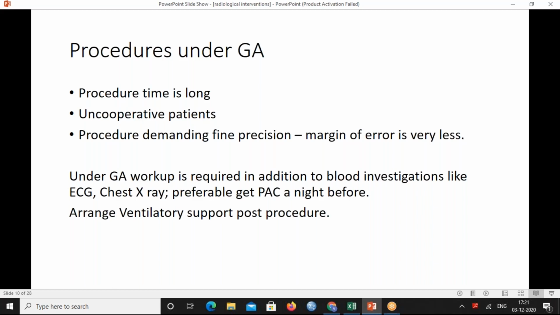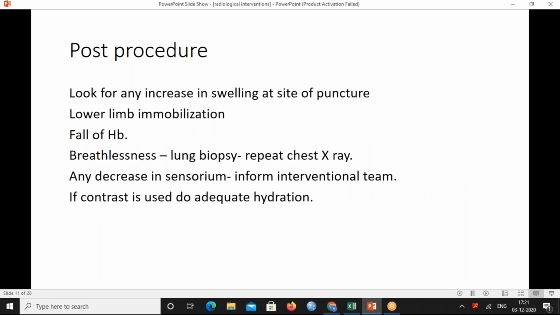And for the general anesthesia workup, some more blood investigations are required along with the ECG and chest X-ray. And preferably, it's better to get a pre-anesthetic checkup a night before the procedure. And if there is a suspicion of delayed extubation, then ventilatory support post-procedure should be arranged beforehand.